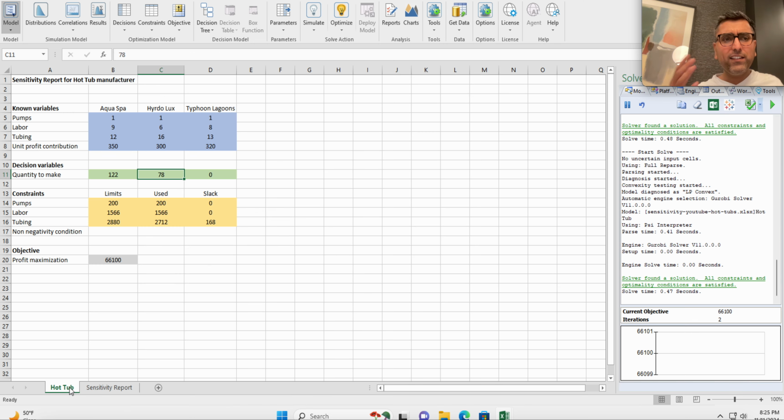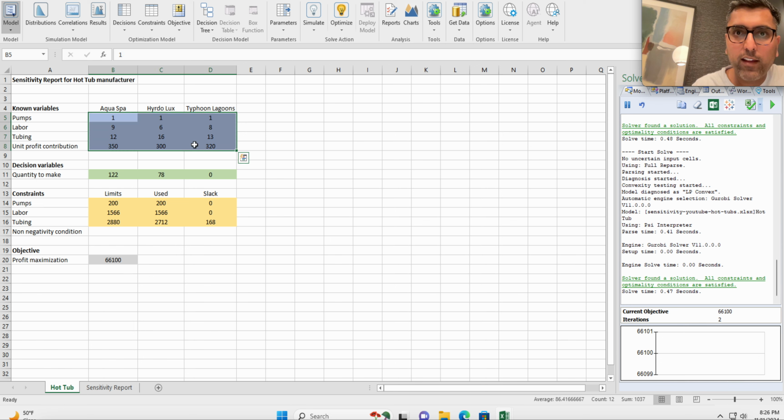So why do we need a sensitivity report? Well, this is one decision. It tells you to make 122 units of EquaSpa and 78 units of Hydrolux, and it assumes some of these constraints are fixed. But in real life, a lot of times, profit contributions can change. The constraints around laborers could change. What you assumed right now may not be true in a week.